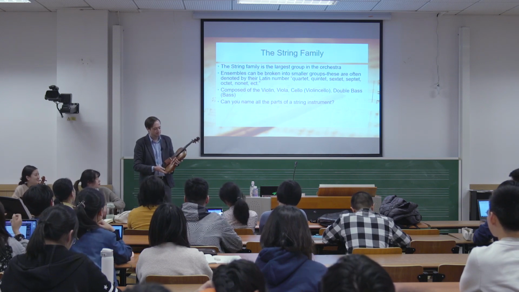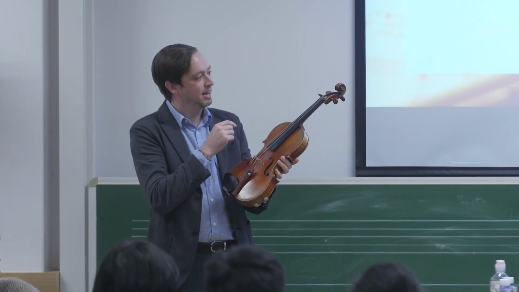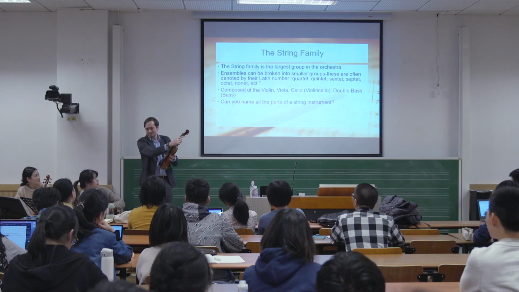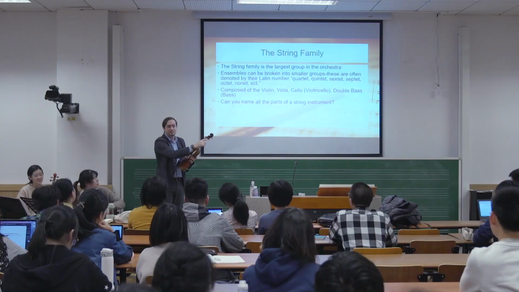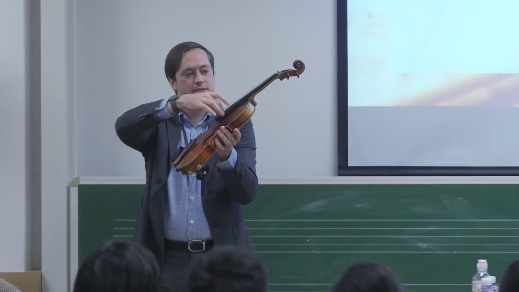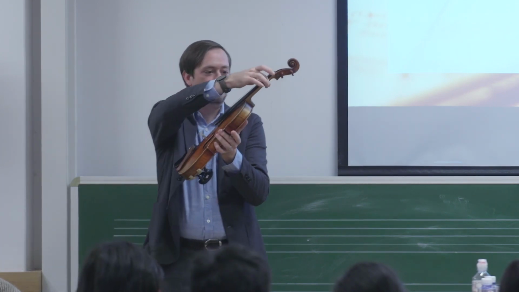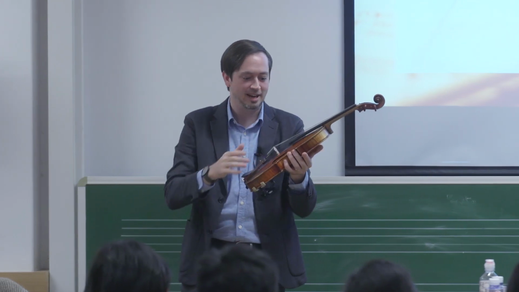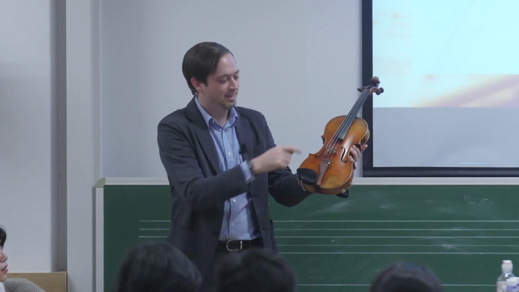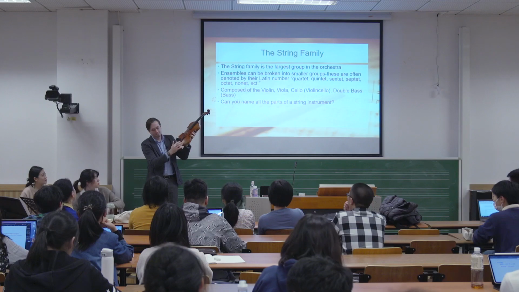So, let's start here. These are called strings. This is the bridge. Now, this is the scroll. The peg, tuning pegs. Now there's 2 parts of this. We have the black part and we have the back part here. The black part's called the fingerboard. It's where we put our fingers. The back part's called the neck, right? Then we have this part here. The body. We have these magical things here. The F holes, right?